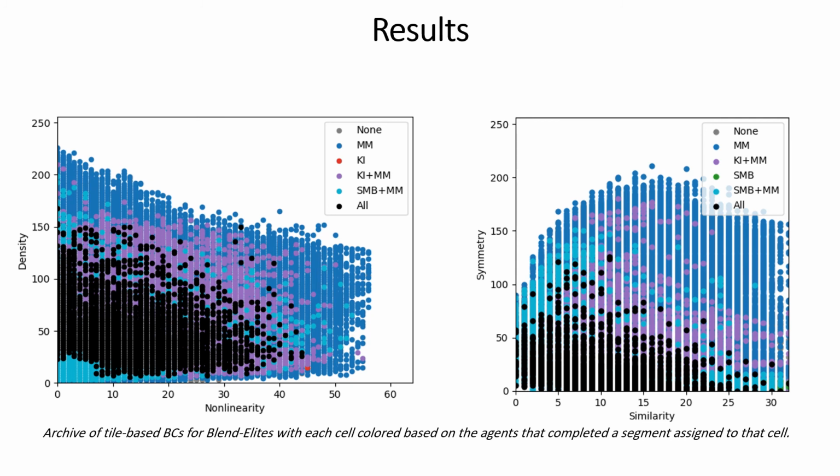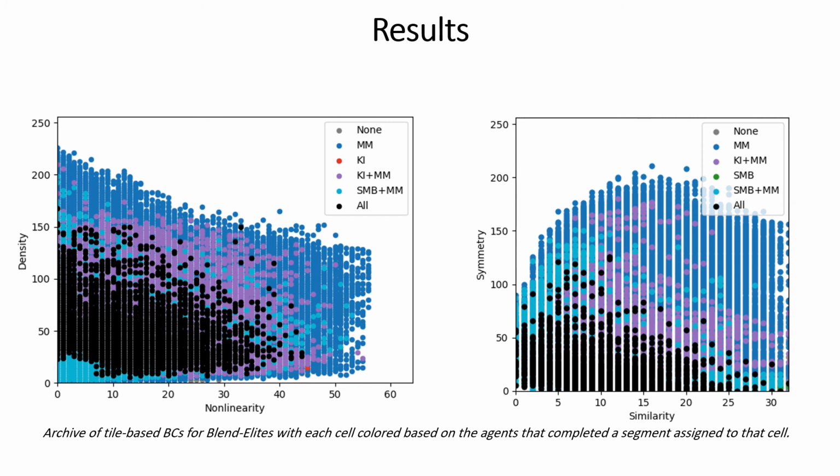And so for each cell in the archive, we kept track of the agents that managed to complete a segment that was assigned to that cell over the course of the entire MAP-Elites run. And these results are shown in these plots. So for both BCs, we see distinct regions of blending emerge in terms of agent-based playability.